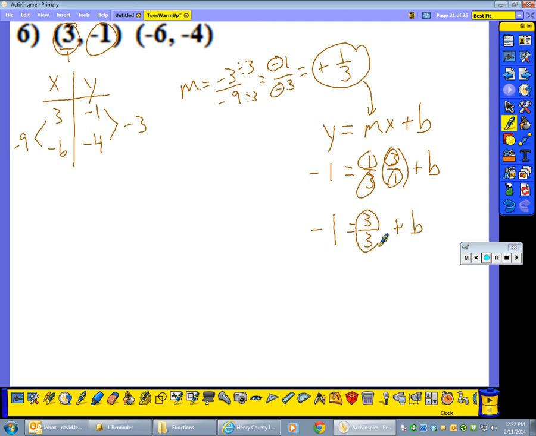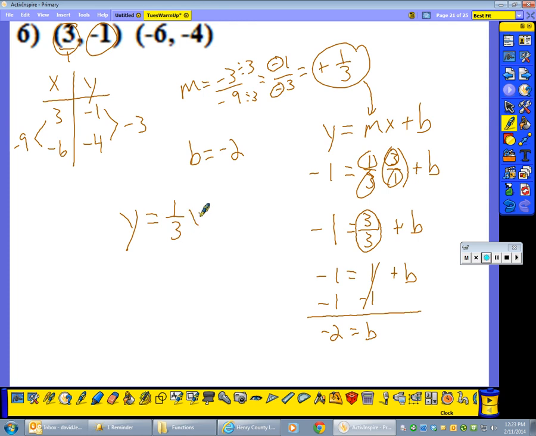This can be simplified. 3 divided by 3 equals 1. So my equation now looks like this. I'm going to subtract 1 to get b by itself. Subtract 1 on that side. So I end up with negative 2 is what b equals. So b equals a negative 2. I'm going to throw this all together. Y equals m, which is 1/3, x, and then b is negative 2.